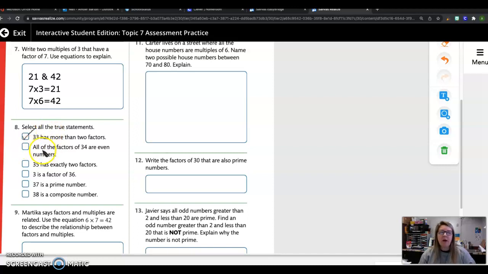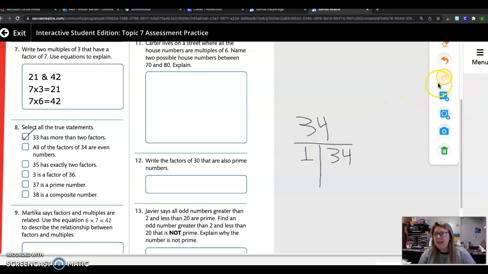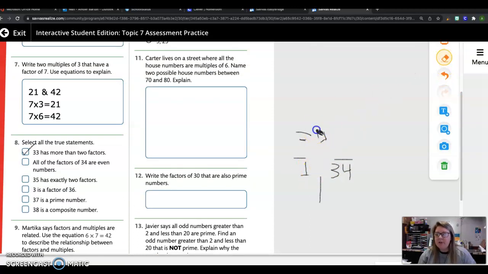Now, the next one says all of the factors of 34 are even numbers. At first, that sounds like it's absolutely going to be true because 34 is an even number. But what is happening here? Let's look at the factor pairs for 34. The very first factor pair is 1 and 34, and we know that 1 is an odd number. So that cannot be a true statement.